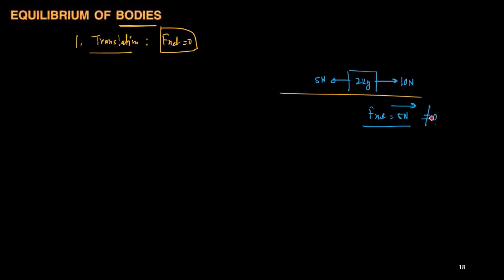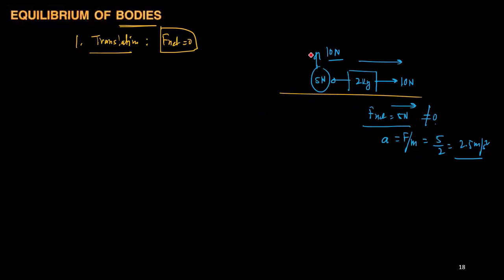So what happens with this force? The body will try to move. What is the acceleration? Acceleration is force divided by mass. So 5 by 2, that means 2.5 meter per second square. With this acceleration the body will move, which means it is not in equilibrium. In order to make it in equilibrium, this 5 Newton should be made 10 Newtons. If I increase it to 10 Newton, then the net force is reduced to 0, and now the body will be in equilibrium. That is, the body will be at rest.